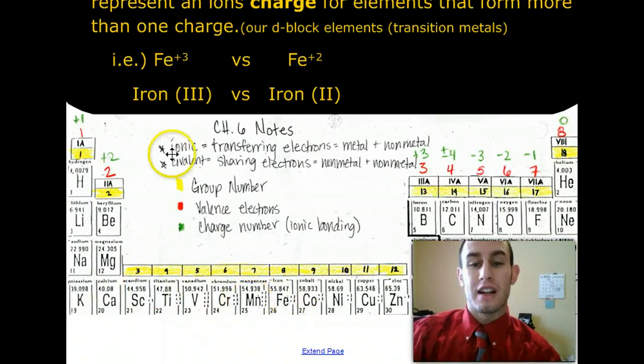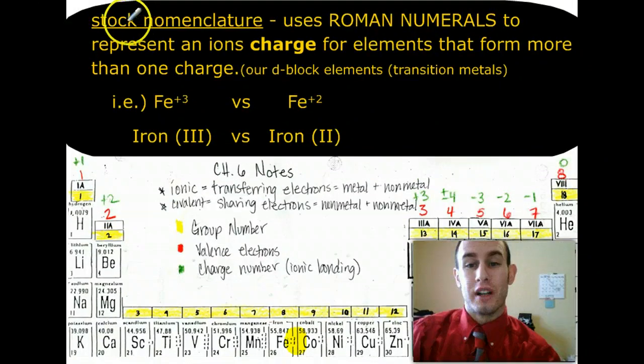Real quick example here, iron. If you look on your periodic table, and we've mentioned this before, it's hard to see on this, but right here on this little section there are +2, +3 charges. Those are the possible charges that iron could form. Now, iron +3 is going to be written as iron Roman numeral 3. Compare that to an iron +2, where we're going to look at an iron with a Roman numeral of 2. So that is the stock nomenclature using Roman numerals.